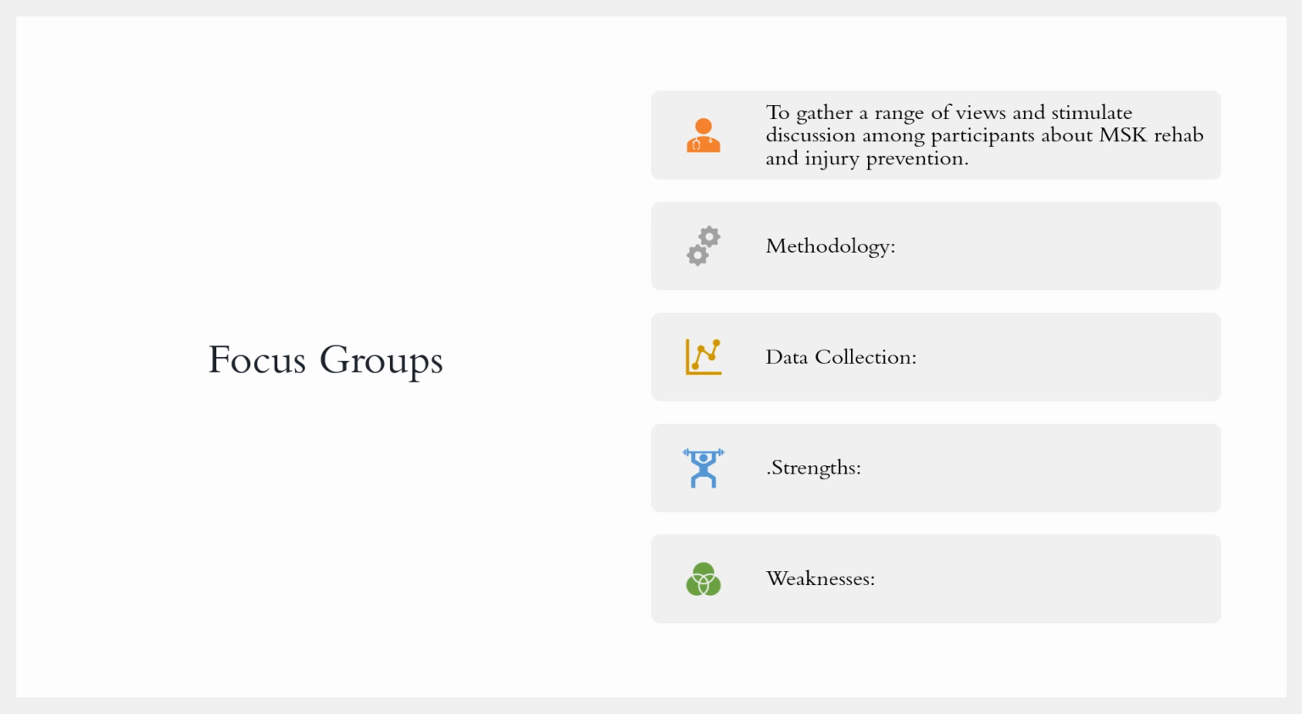Now, giving examples within MSK rehab and injury prevention, you could look at exploring patients' perspectives on rehabilitation programs, identifying common barriers to injury prevention, or generating ideas for improving treatment protocols. The strengths of focus groups are that you get a diverse set of opinions, so you collect a variety of viewpoints and experiences in a single session. Interaction encourages participants to build on each other's ideas, providing rich data. It's efficient, so you can gather extensive data from multiple people at the same time.